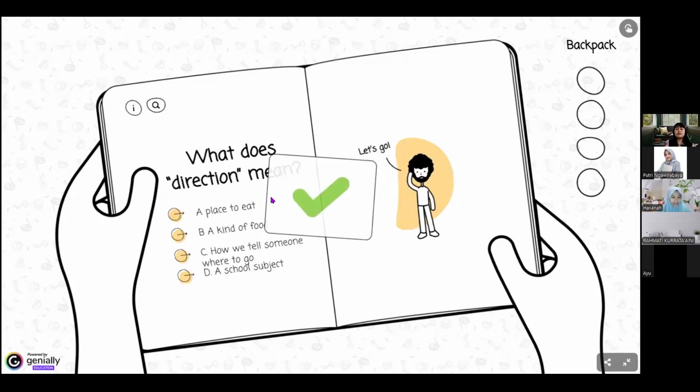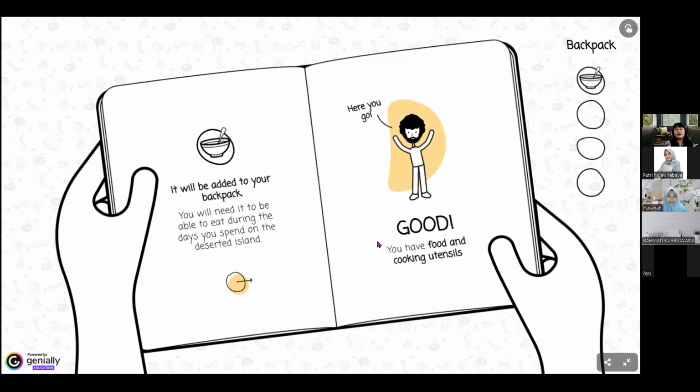Now, please answer this one. What does direction mean? A. Place to eat. B. A kind of food. C. How we tell someone where to go. Or D. A school subject. Who can answer this one? Okay, I think C. How we tell someone where to go. Okay, let's check together. Is it correct or no? Okay, good job. Your answer is correct. And then you got a reward. The reward is some food and cooking utensils.